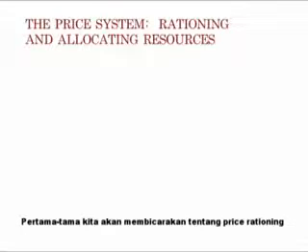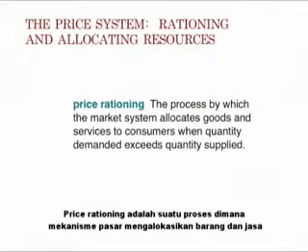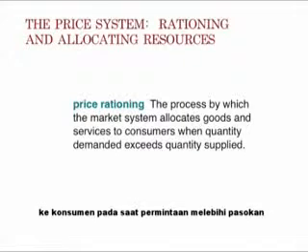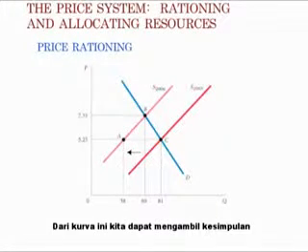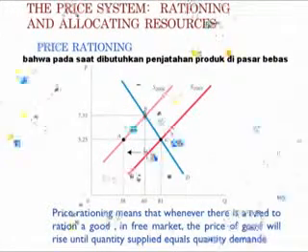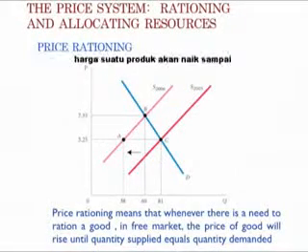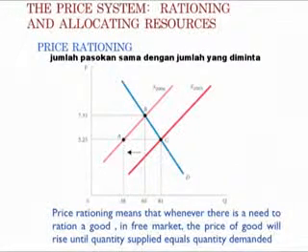First of all, we're talking about price rationing. What is price rationing? Price rationing is the process by which the market system allocates goods and services to consumers when the quantity demanded exceeds the quantity supplied. From this graph, we can infer that whenever there is a need to ration a good in a free market, the price of the good will rise until quantity supplied equals quantity demanded.